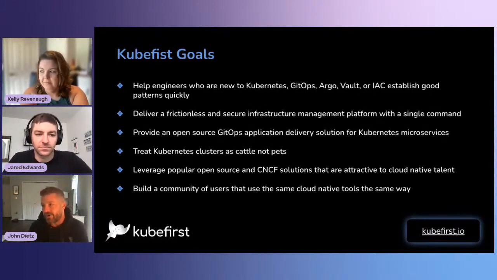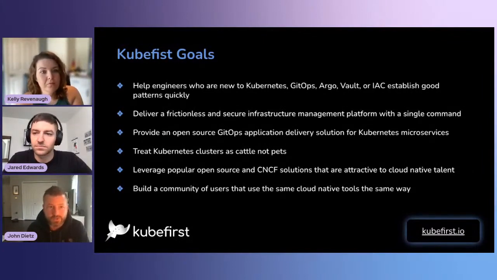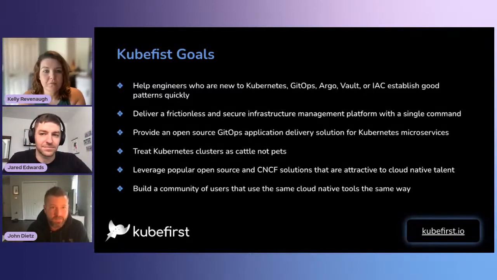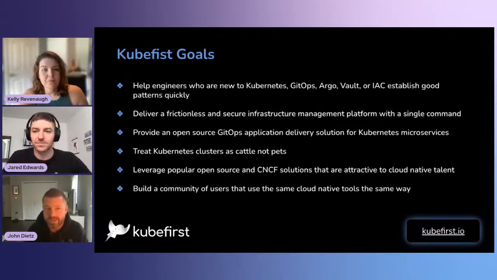We also want to deliver a frictionless and secure infrastructure management platform with a single command. We think that it is so important to have a frictionless delivery paradigm so that we can get out of the business of treating our clusters as pets. We need to be treating our clusters as cattle so that we can be provisioning new Kubernetes clusters with all your favorite tools, no matter how complex it is to set those tools up. We want to be able to destroy them and replace them effortlessly. We want all of our open source GitOps applications to be deliverable in a frictionless way as well.